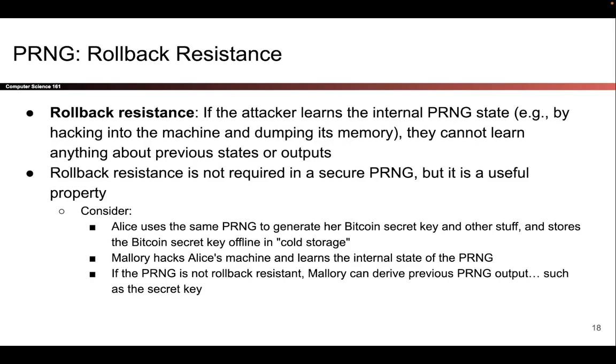However, if this PRNG is not rollback resistant, that means that Mallory is able to run this PRNG in reverse, and she can figure out what secret key Alice generated last week, and all security is lost. So rollback resistance is a nice property to have, but do be aware it is separate from the previous security properties that we talked about.